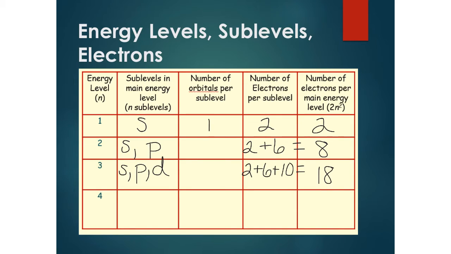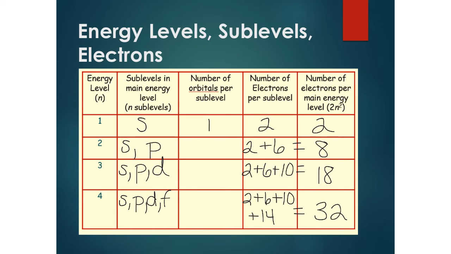The fourth energy level has the S, P, D, and F sublevels. S holds 2, P holds 6, D holds 10, and F holds 14, giving us a total of 32 electrons that can go in the fourth electron shell.